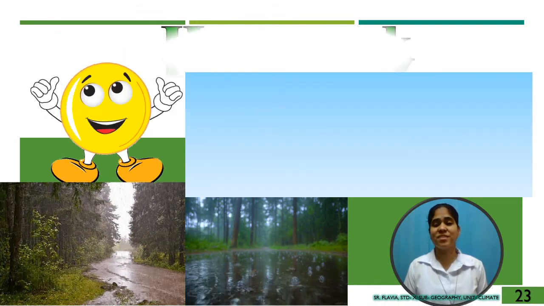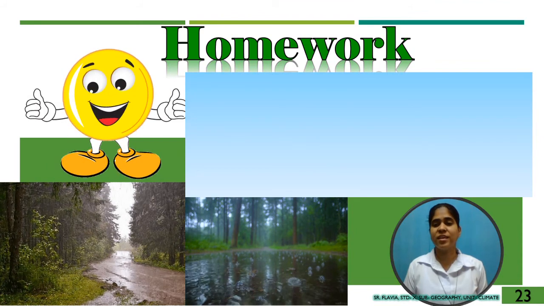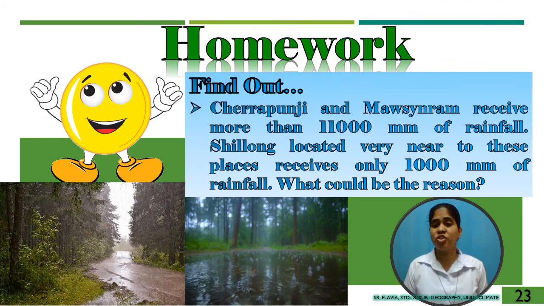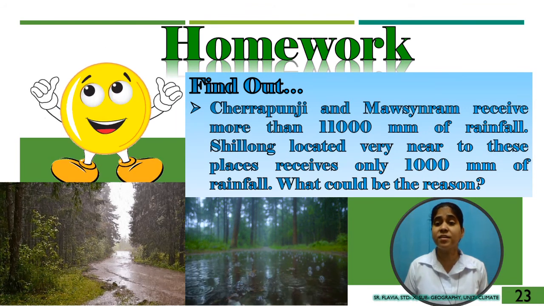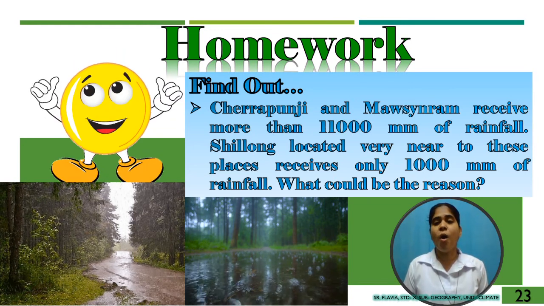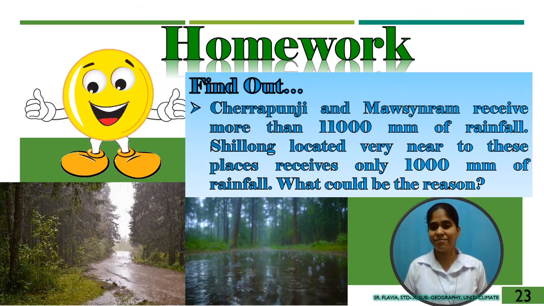We cannot miss the homework. And the homework for this lesson is, you have to find out why Cherrapunji and Mawsynram receive more than 11,000 millimeters of rainfall, and Shillong, located very near to these places, receives only 1,000 millimeters of rainfall. What could be the reason?